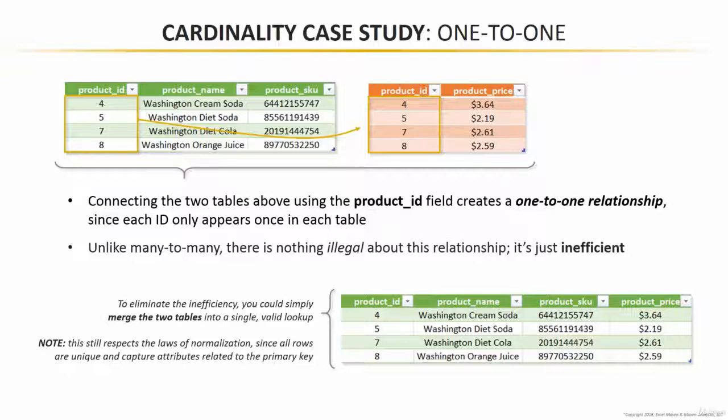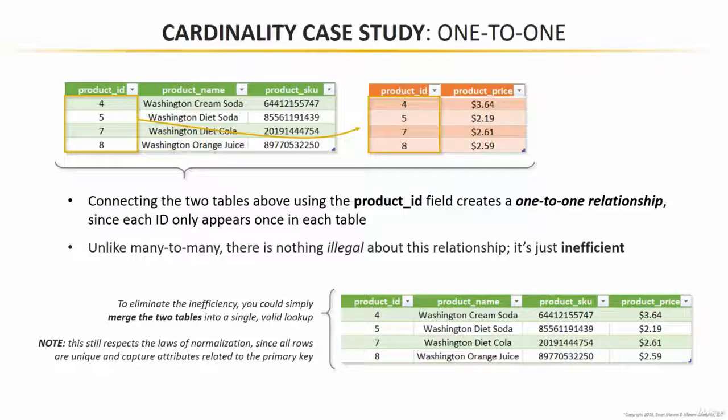I've been telling you this whole time never to do merging, it's inefficient, use relationships instead. But trust me, in this scenario, it's legit because we're still respecting the laws of normalization. All of our rows here are unique, and this merged blended table still captures attributes related to the primary key. So it still serves one single purpose. So there's your cardinality crash course.